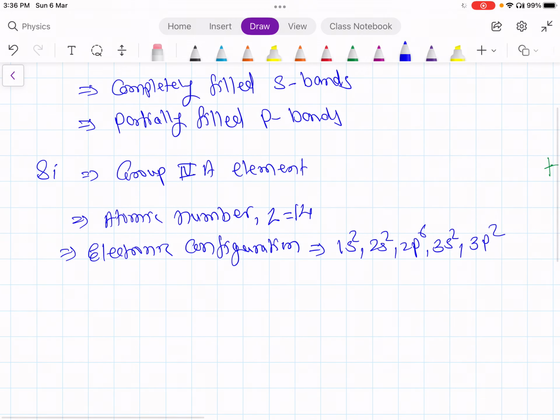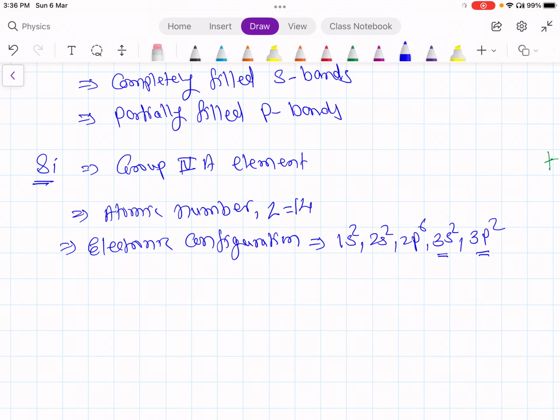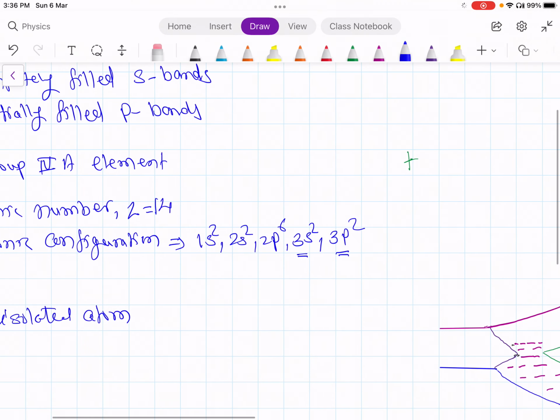So as you can see that in the case of the silicon, 3s is completely filled, but 3p is partially filled. Now here we are going to consider isolated atom, that is when atoms are separated by distance infinity. Let's see its electron energy levels.